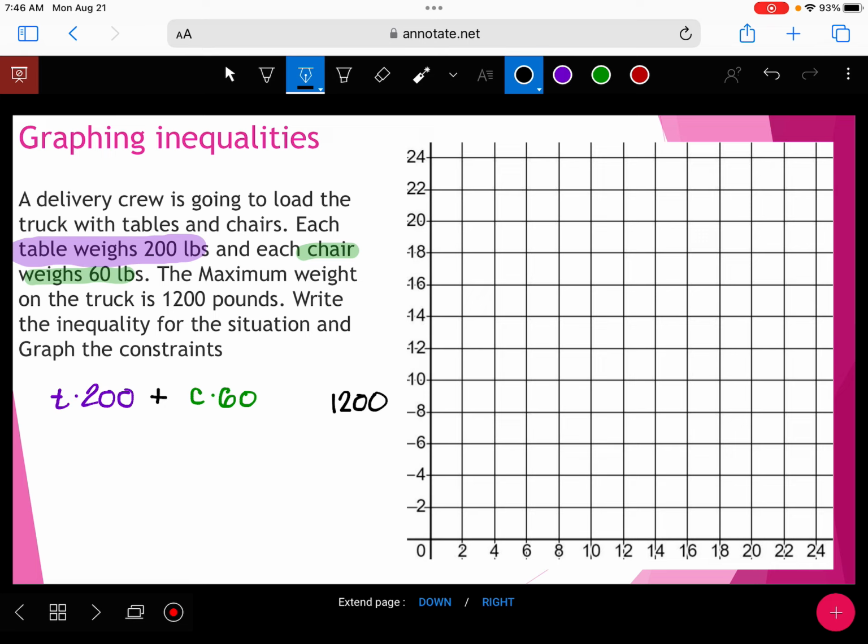Which way is my inequality going to face? Because which side can be bigger? Can this side be bigger than 1,200? No. So that means, remember, the crocodile faces the bigger side. Could it equal 1,200 pounds? Yes.